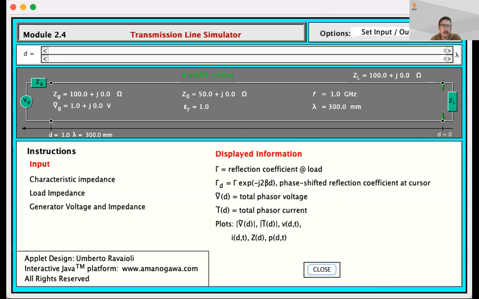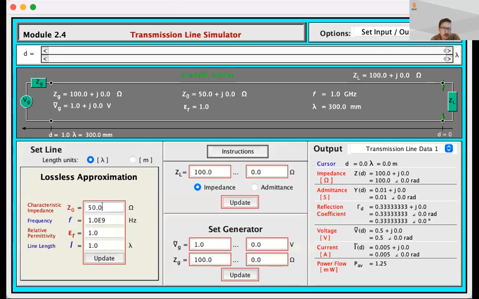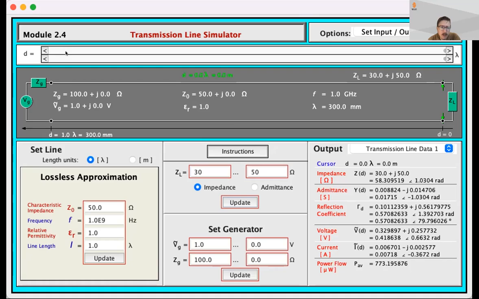So you can verify all of this using this module 2.4. So this tells you how to put everything in. It shows you the transmission line. So we had a characteristic impedance here. Let's see, I believe we can get the same result for any frequency. This is our input for the transmission line, or the load impedance. So we had what, 30 minus j50. Update. Okay.